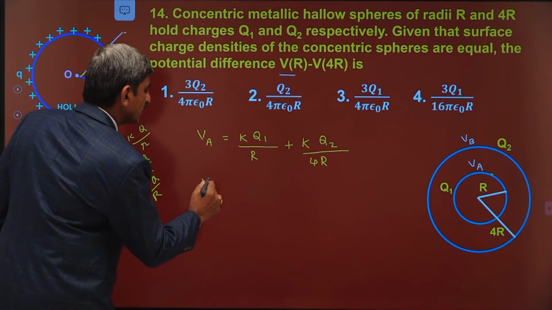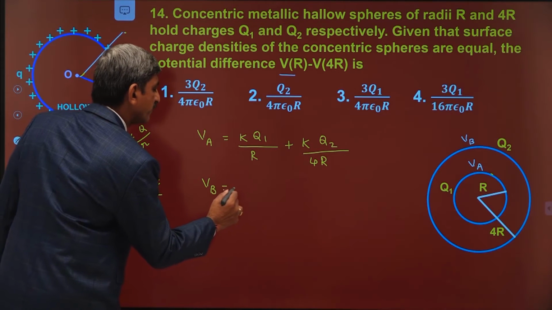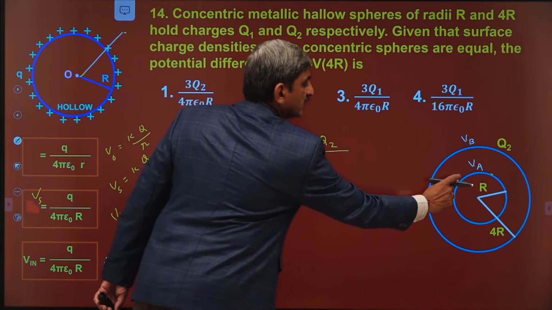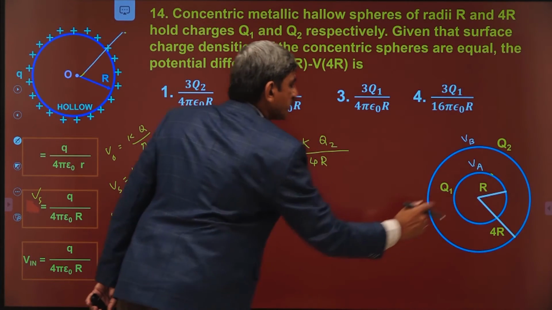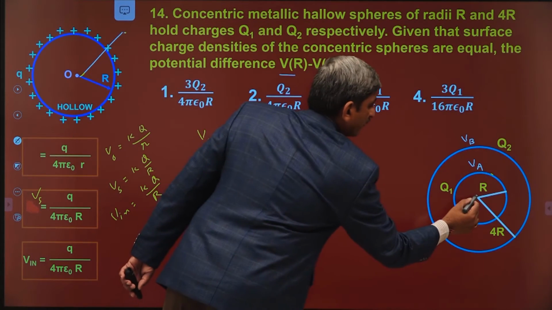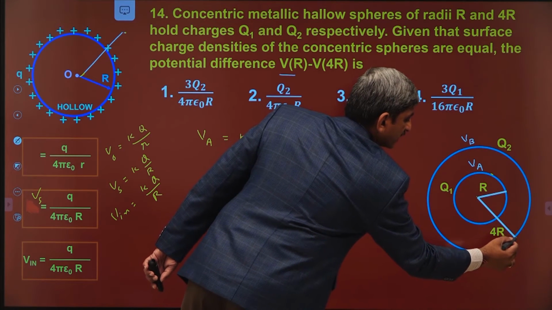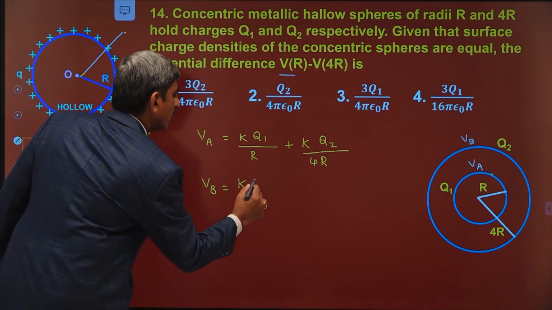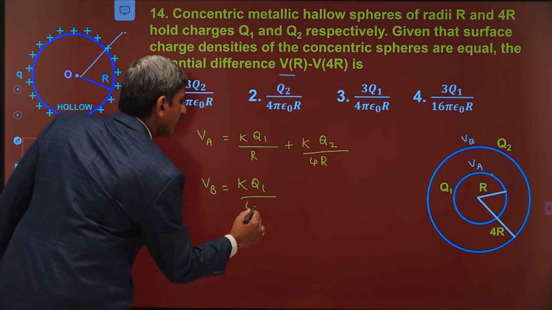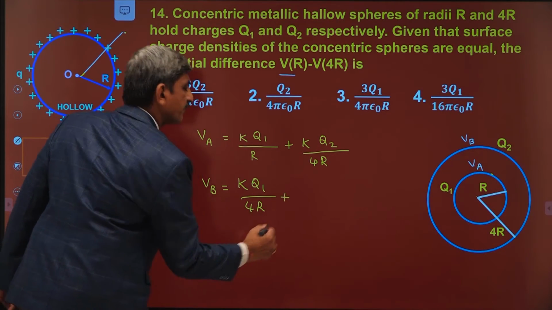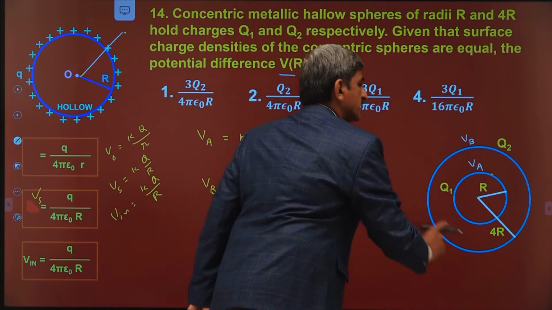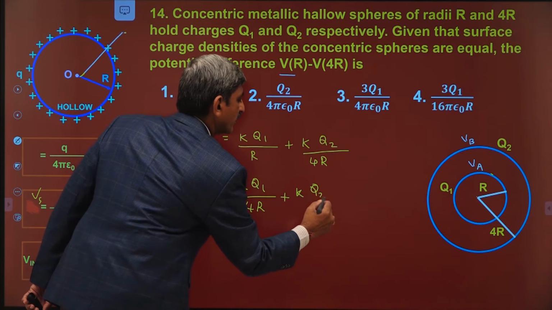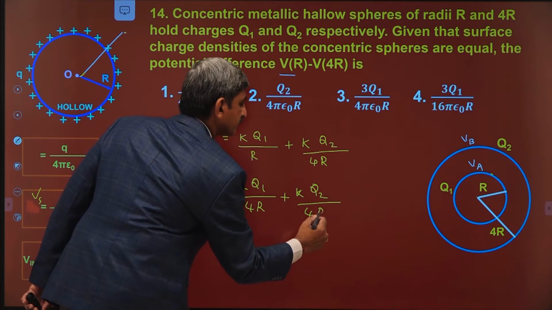Similarly, find the potential on the surface of sphere B, which is the potential due to the charge on the inner sphere. From the center of the inner sphere, the outer sphere is at a distance of 4r, that's why Vb is equal to kq1 divided by 4r plus the potential due to the charge present on the outer sphere, that is kq2 divided by 4r.